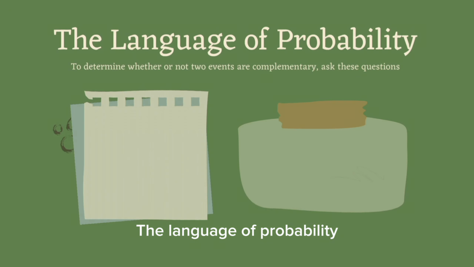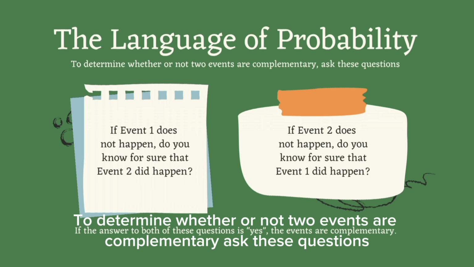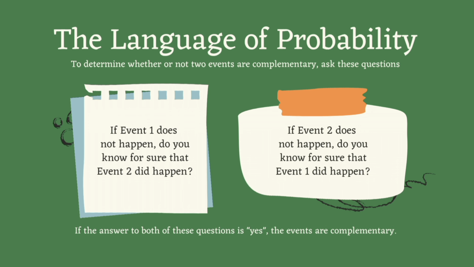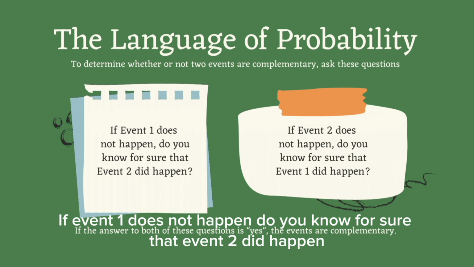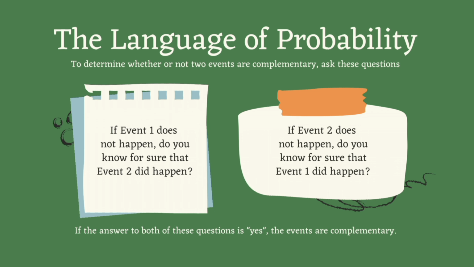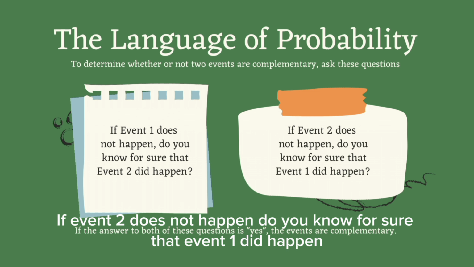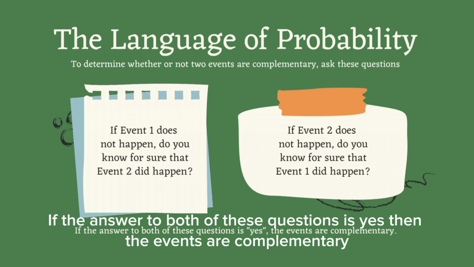The language of probability. To determine whether or not two events are complementary, ask these questions. Question 1. If Event 1 does not happen, do you know for sure that Event 2 did happen? Question 2. If Event 2 does not happen, do you know for sure that Event 1 did happen? If the answer to both of these questions is yes, then the events are complementary.